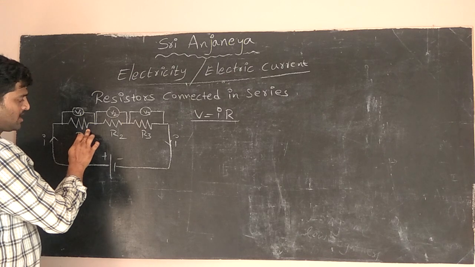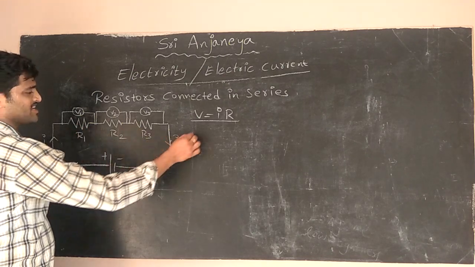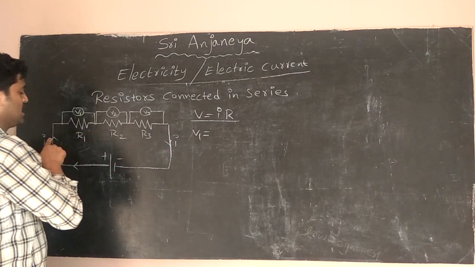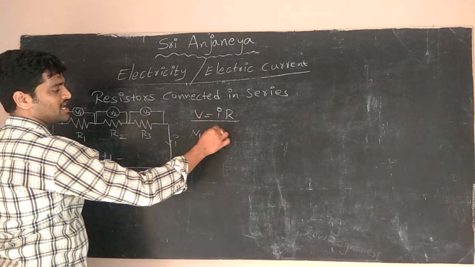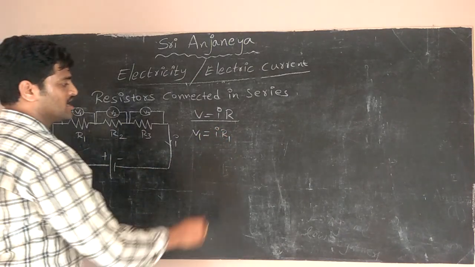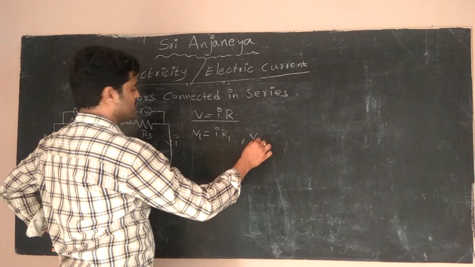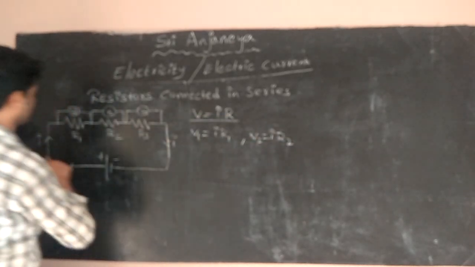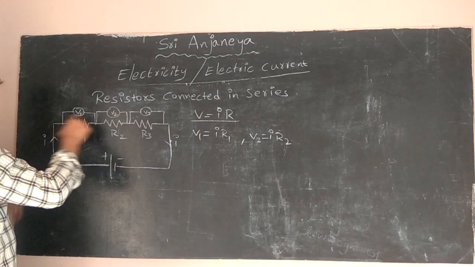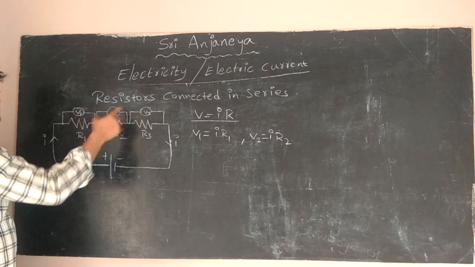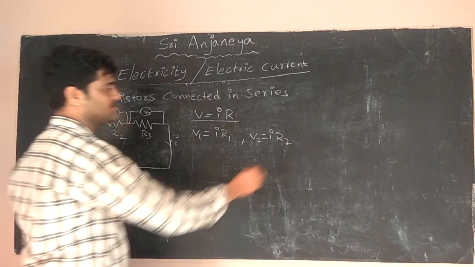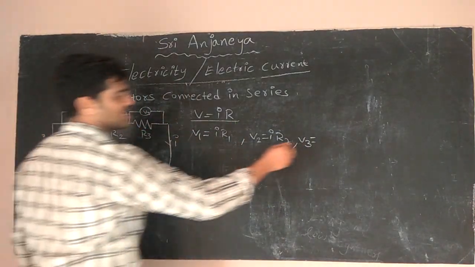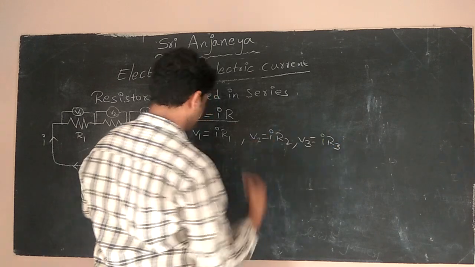Coming to the first resistor, I can write V1 is equal to IR1. Coming to the second resistor, V2 is equal to IR2. I is the common current. Why? Because these are connected in series. That's why I am taking I at every cross section. But voltage will change at each and every cross section. So the next one is V3, V3 is equal to IR3.